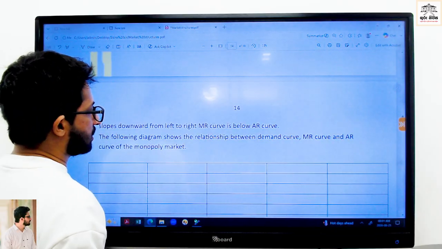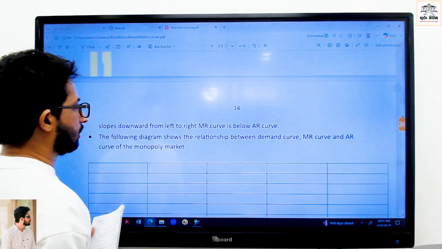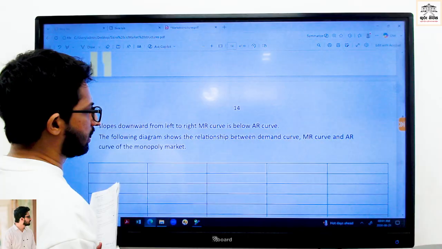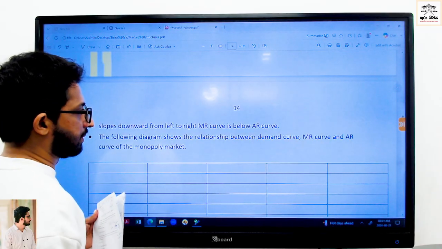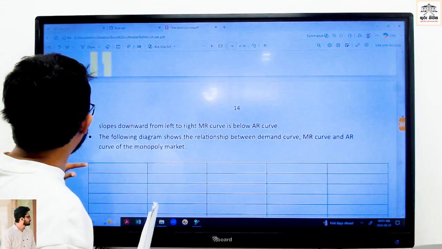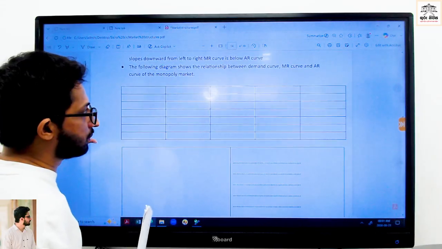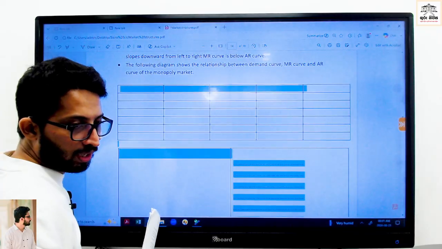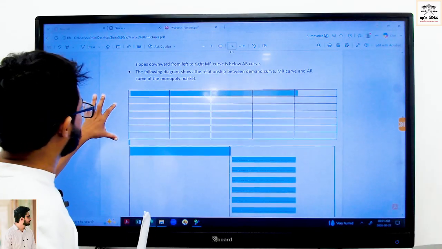It slopes from left to right, and the MR curve is below the AR curve. The following diagram shows the relationship between the demand curve, MR and AR curve of the monopoly market. Right. Write down this example, and I want you to draw the demand curve, MR curve and AR curve in the given space below. Right.